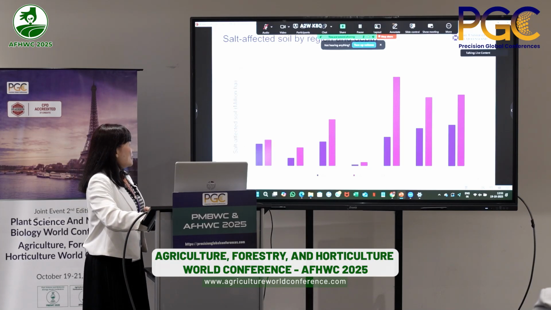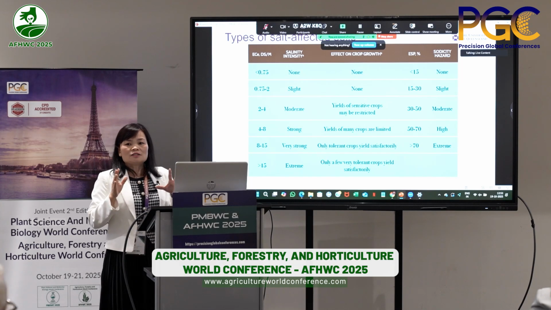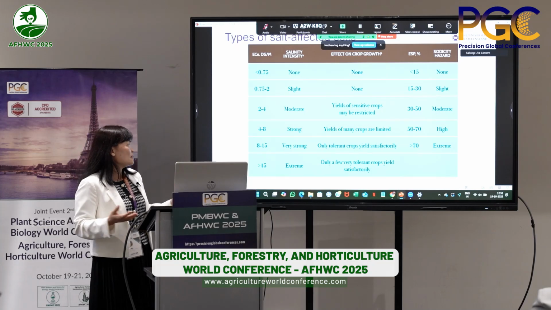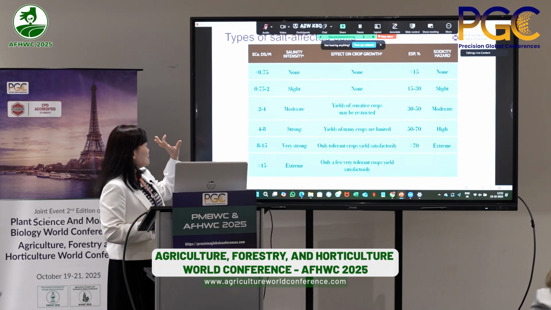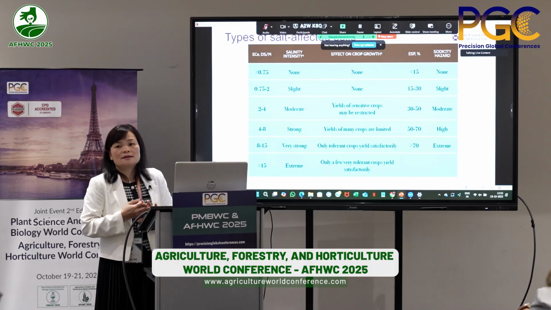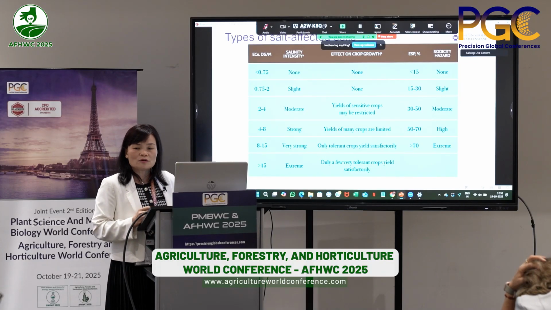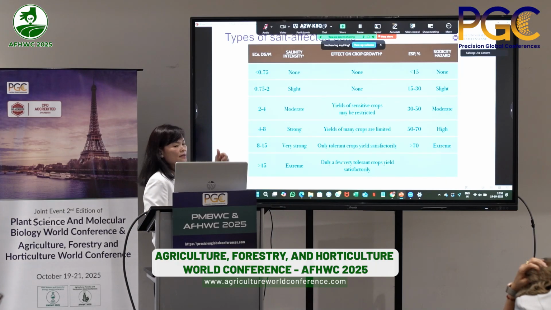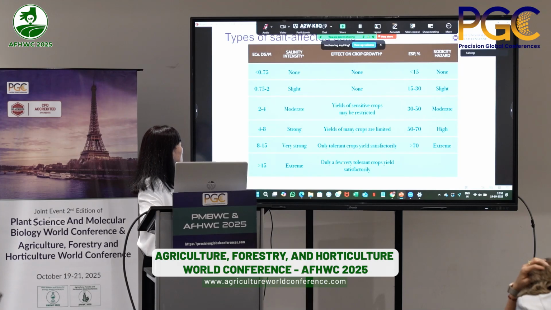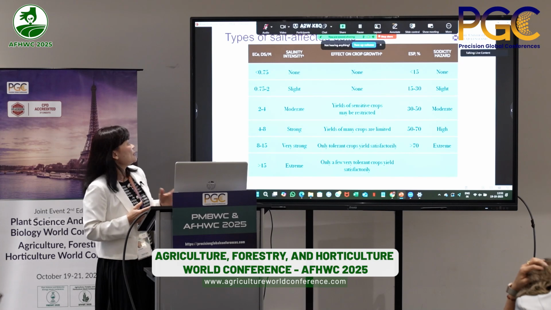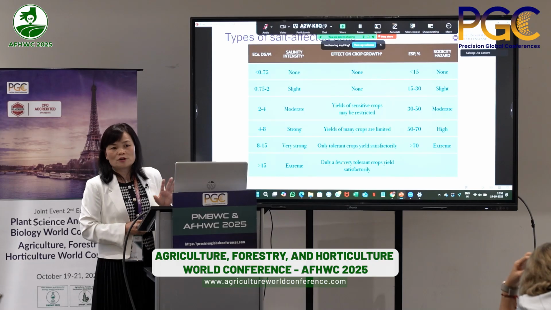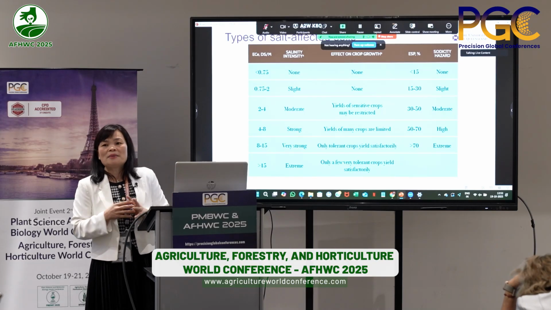So how do we see the salt-affected soil affect the plant when we grow it? With saline soil, they use electrical conductivity as the measurement. When the electrical conductivity is between 2 to 4 decibels per meter, it will start to affect the yield of the crop growing on that soil, especially some sensitive crops.